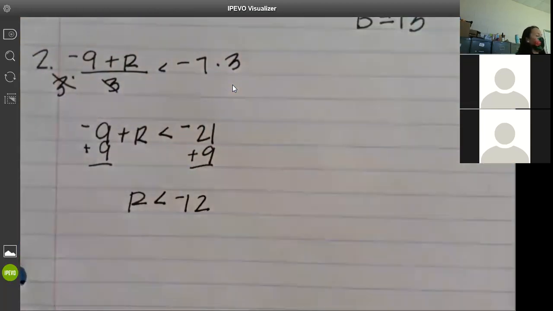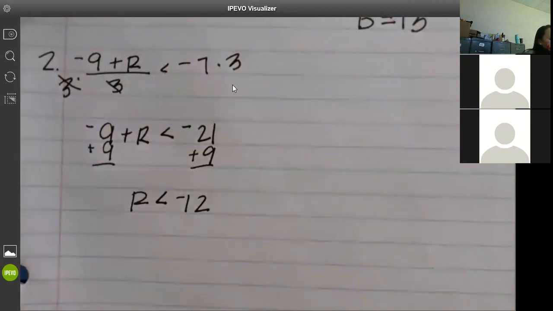The r is on the correct side. I don't have to flip this one. It is good to go. I didn't divide or multiply by a negative, so I didn't have to flip the inequality. If the 3 would have been negative, you would have had to flip the inequality because we multiplied by 3. But it wasn't, so we're good. Okay, so just an example.